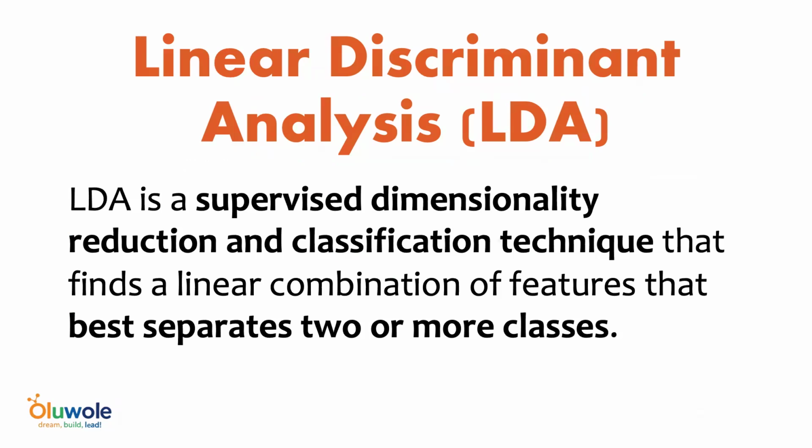Then we now talk about the LDA. It's called your linear discriminant analysis. What does LDA do? It's a supervised method. Can you see now? That is the only one that has to be supervised. Others are unsupervised. Your SVD and your PCA are unsupervised, but this you have to supervise. It's a supervised dimensionality reduction and classification technique that finds a linear combination of features that best separates two or more classes. Exactly. So it looks for a linear combination of features.